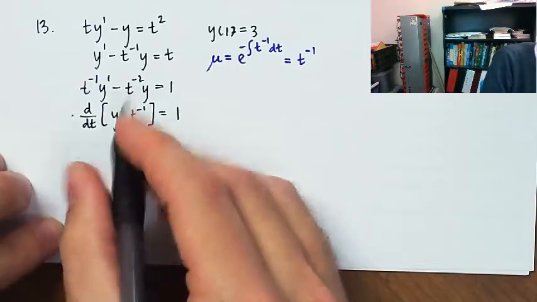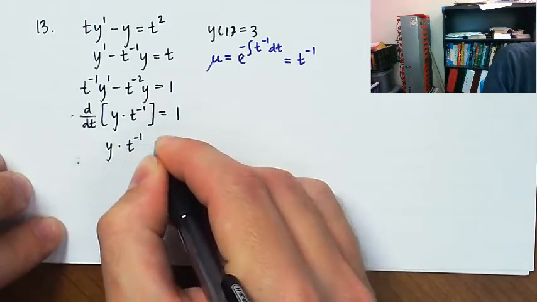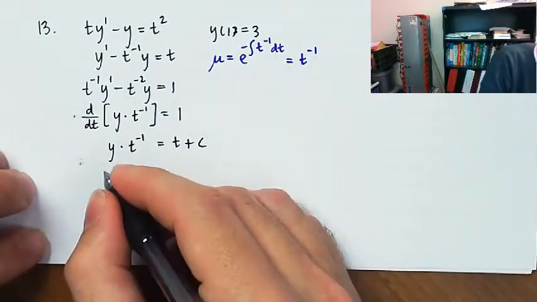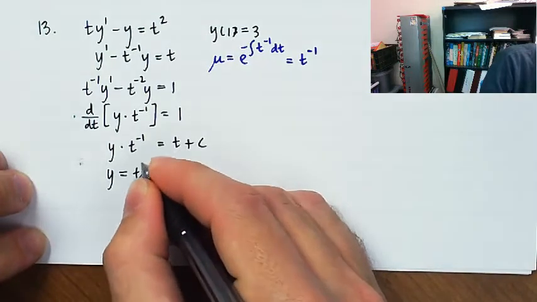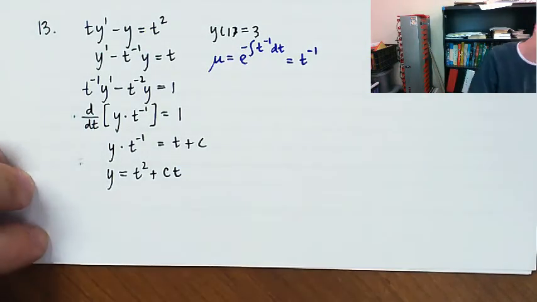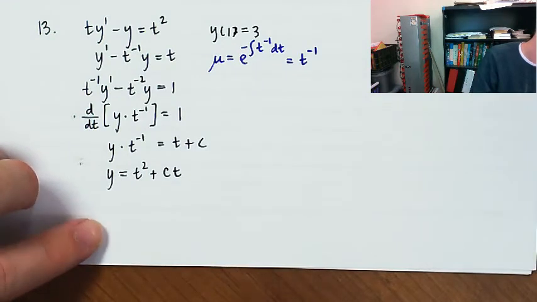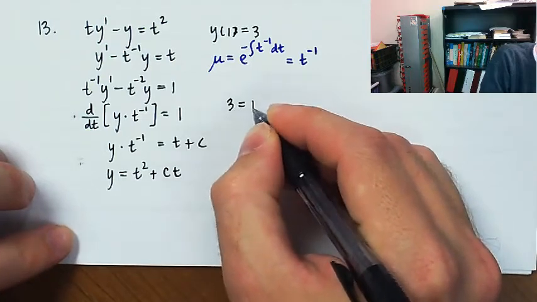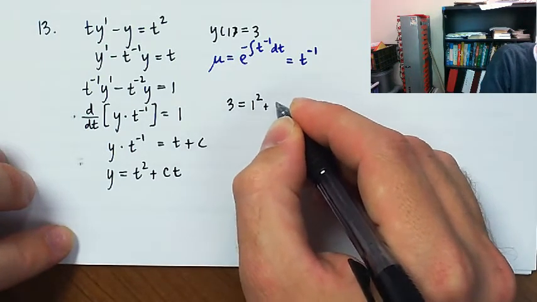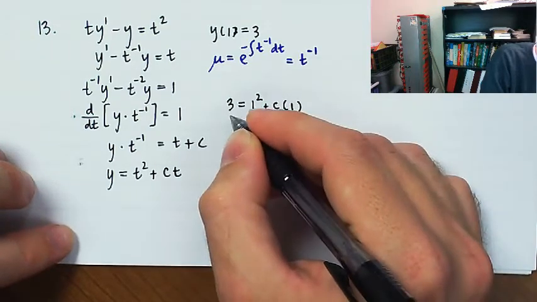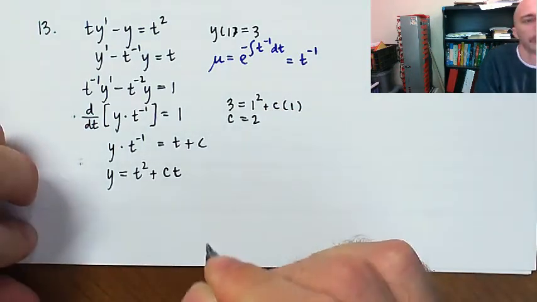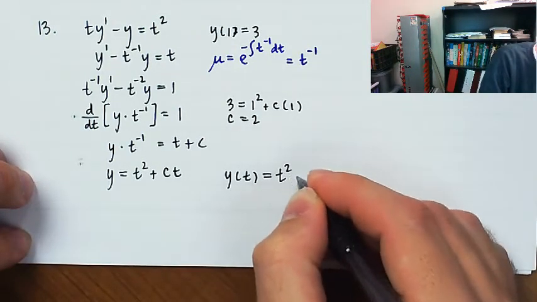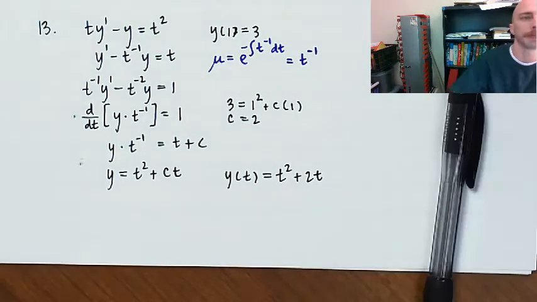And then I'll anti-differentiate both sides. Okay, multiply both sides by t to the first power. And I have to solve for y, and so that will be t squared plus c times t. And then I'm going to use my initial condition right there. So y is equal to 3 when t is equal to 1. So 1 plus 2 is 3, so I'm thinking c needs to equal 2. And so I'll have my particular solution, y of t equals t squared plus 2t.